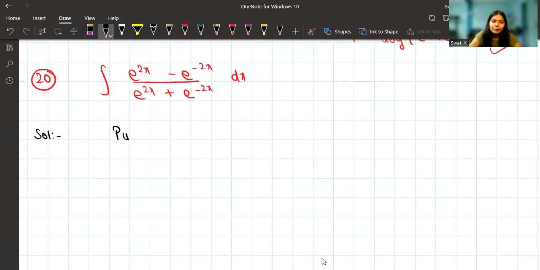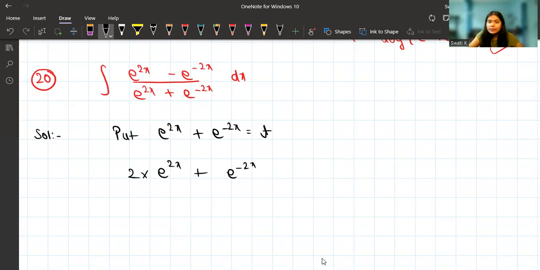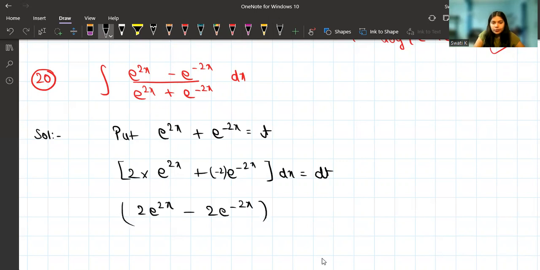So you can directly put here e raised to 2x plus e raised to minus 2x as t. Now if you do the derivative of this, it will become e raised to 2x, right? And then of course, by chain rule, the derivative of 2x is 2 only, so times 2. Plus this will become e raised to minus 2x as it is. And again by chain rule, the derivative of minus 2x is going to be minus 2. And then of course, dx equals dt. All right, so this will become 2 e raised to 2x, and this is plus minus minus 2 e raised to minus 2x dx equals dt.